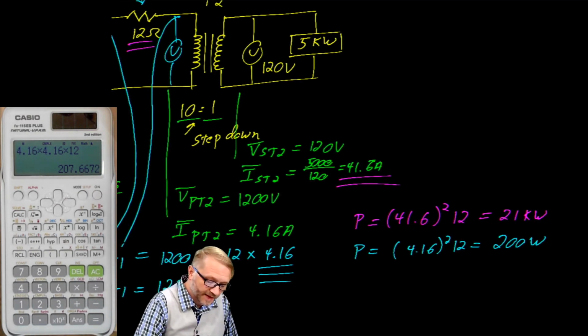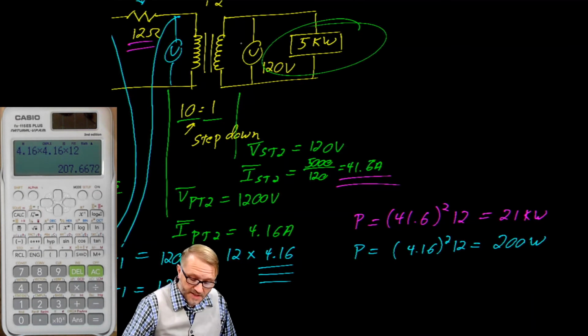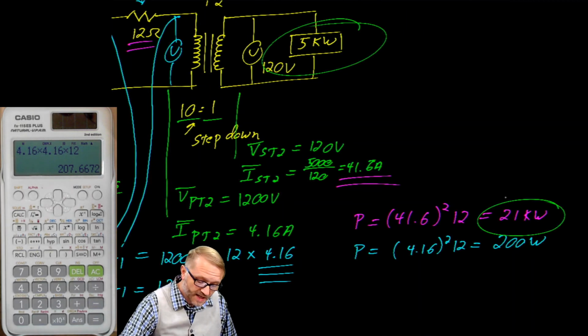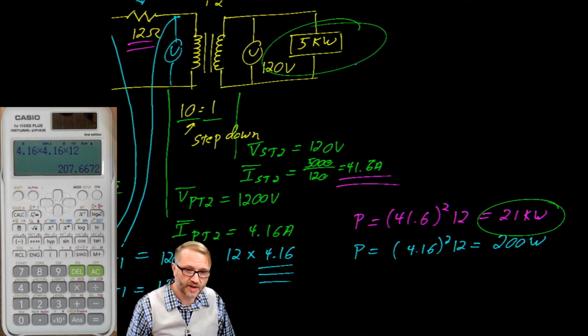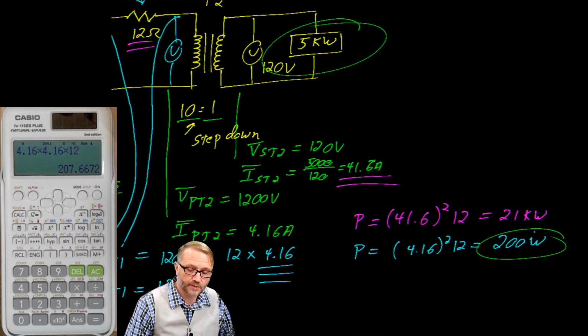I mean, just think about that. Originally, we had a 5 kilowatt load out there. If you didn't have the transformer, you would have burned 21 kilowatts. 4 times the energy that went to the load would have been burned up in the wire. With the transformer, to get that 5 kilowatts across, you only burn 200 watts. And I think you'll agree that's a pretty good deal.